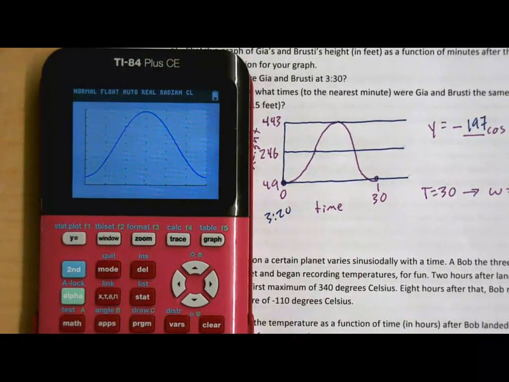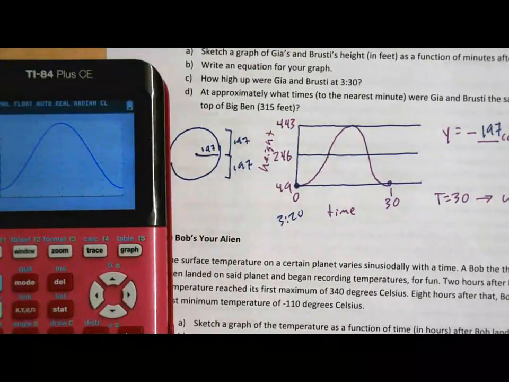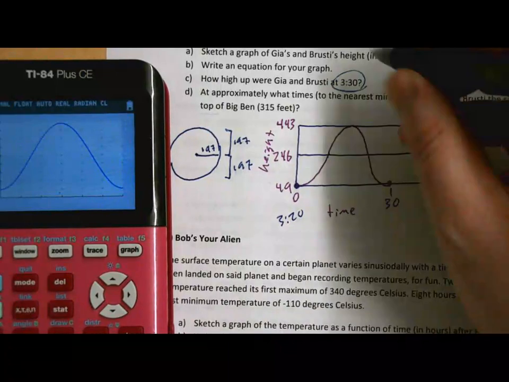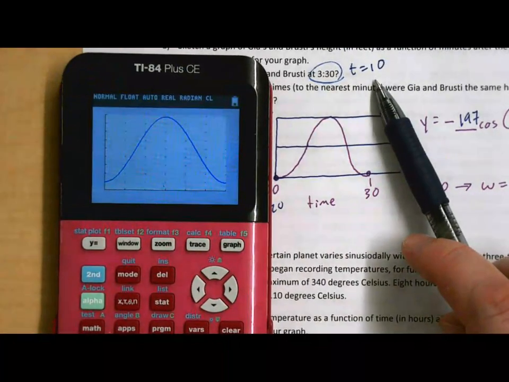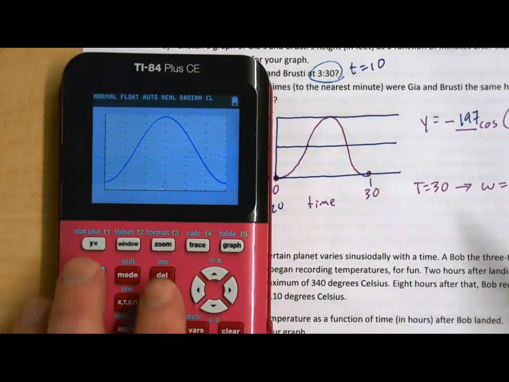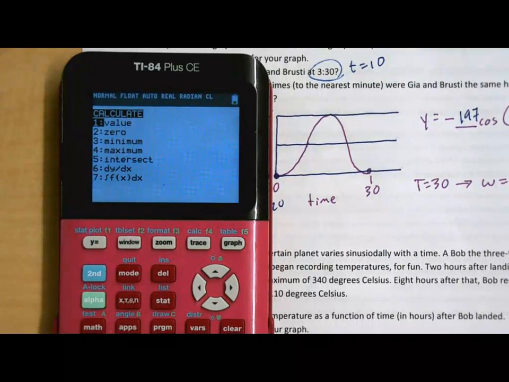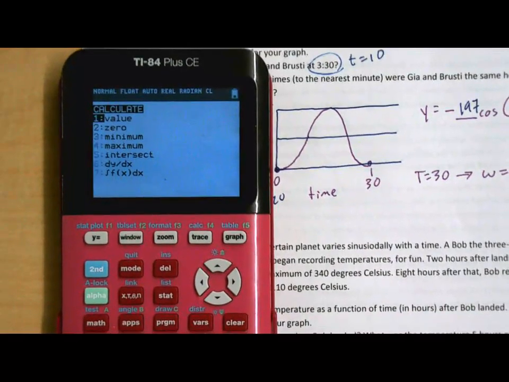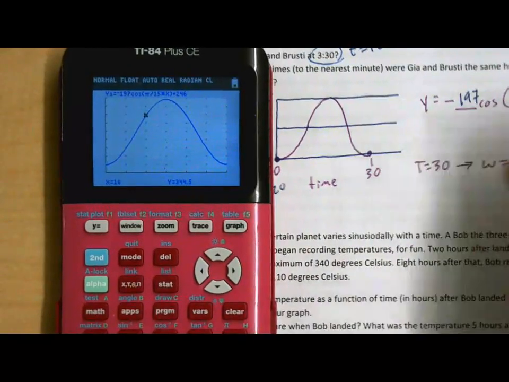Okay, guys, look up here, please. Stop the side conversations and look up here because we're running out of time. You guys have done this with other graphs. If I asked you to evaluate this, it asks how high up were they at 330? What would our time value be at 330? T would be 10. Do you know how to take a graph and tell it an x-coordinate and ask it to give you the y-coordinate? We've done this at least 24 times. Second calc, which one of our options here is going to allow me to put in an x-value and get a y-value out? Value. Guys, we've done this so many times. You need to be able to punch those buttons quickly. If I put in 10, it tells me we're going to be about 344 and a half feet off the ground.